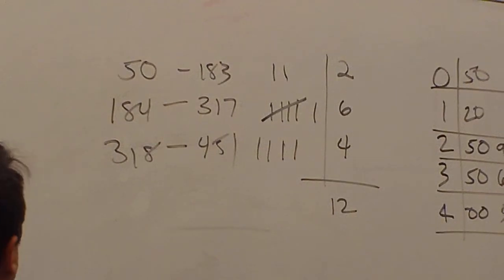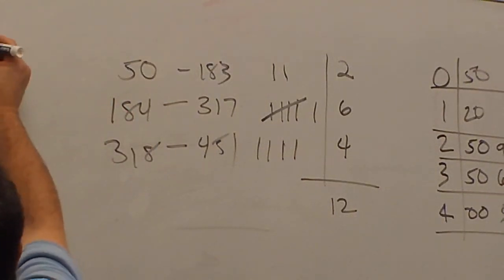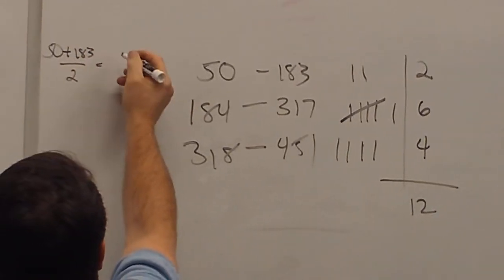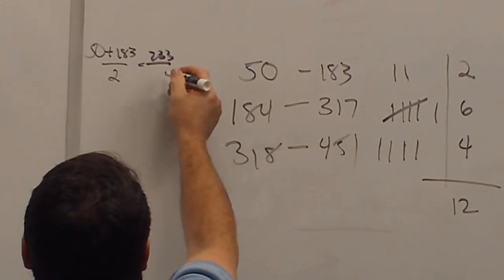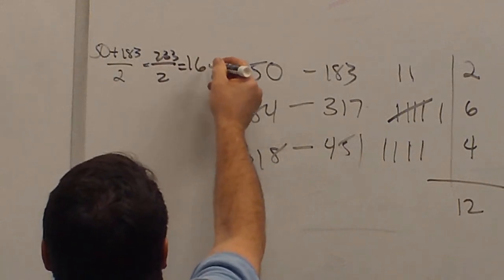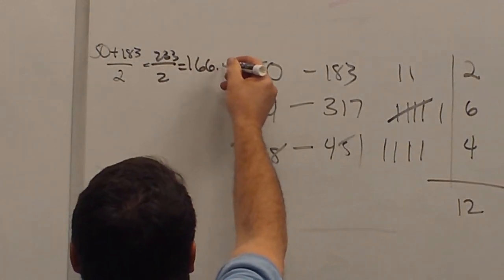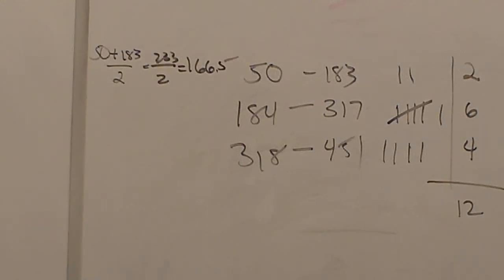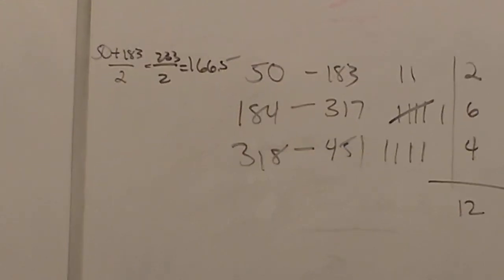We have to find the midpoint. What's the midpoint of first class? 50 plus 183 divided by 2. So this would be 233 divided by 2. That's 166.5. Is that right? Is that correct? You want to agree with that?